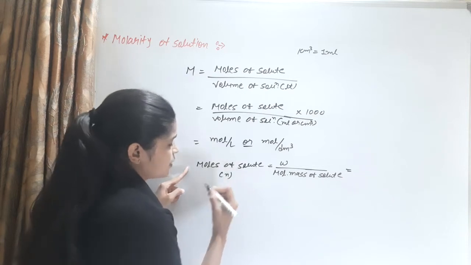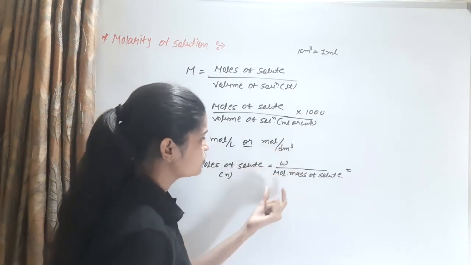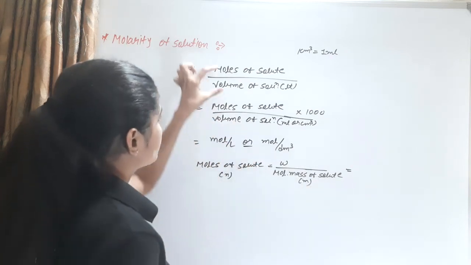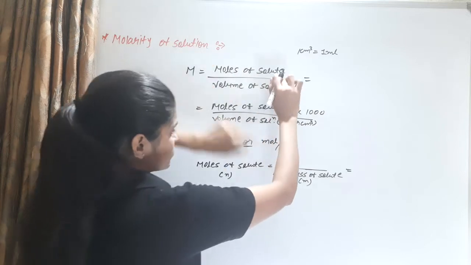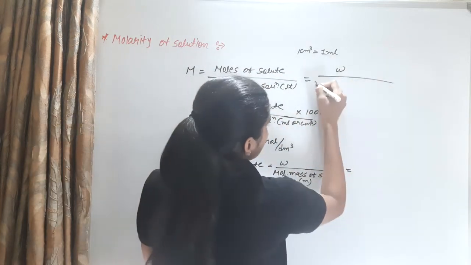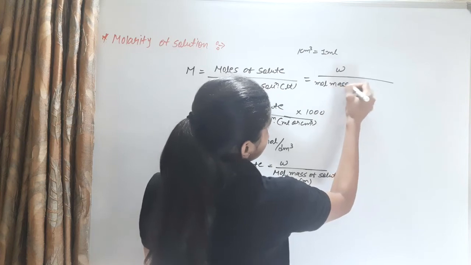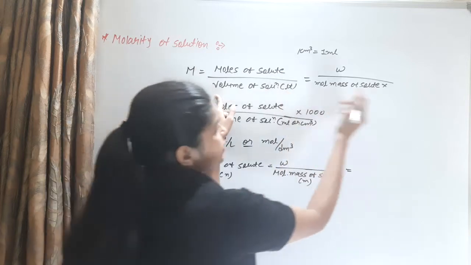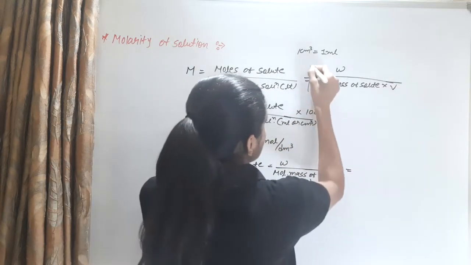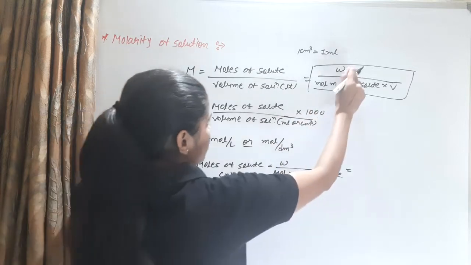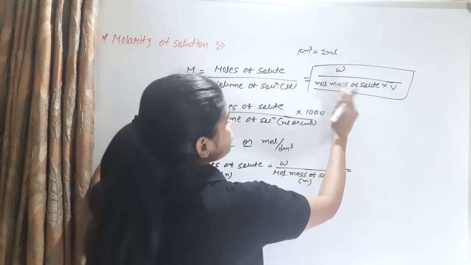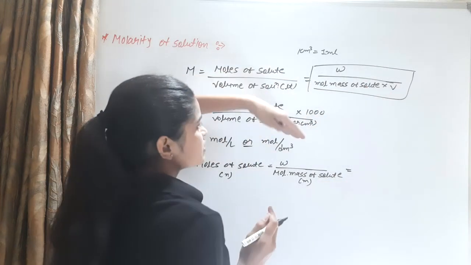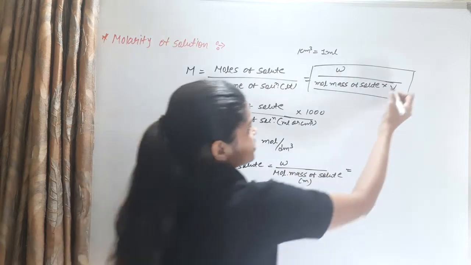Moles of solute denoted by n, weight of solute W, and molecular mass of solute denoted by M. So put this value in this equation: moles of solute is equal to W upon molecular mass of solute, multiplied by the volume of solution denoted by V. This is the formula of molarity: weight of solute divided by the molecular mass of solute, multiplied by V. When volume is given in centimeter cube or ml, it is multiplied by 1000.